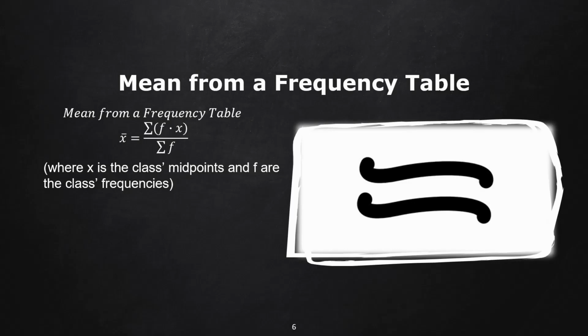Another kind of mean we can find is from a frequency table. You recall from last video, a frequency table is just an organized way of presenting data, and we can find the mean from it. First thing we gotta do though is find the class midpoints, which we call X, and F are the class frequencies. Now, the mean from a frequency table is an approximation, hence that picture right there. It's not gonna give us the exact mean from that original data set, so just keep that in mind.